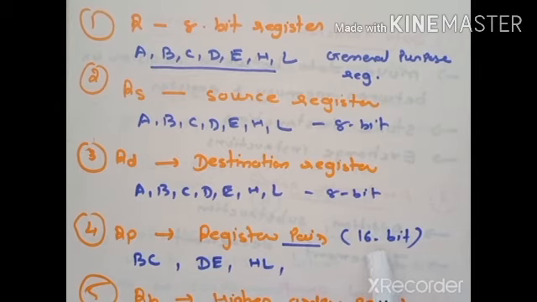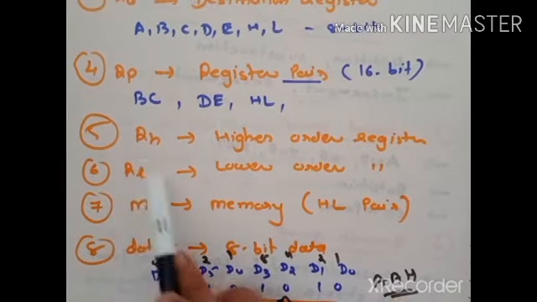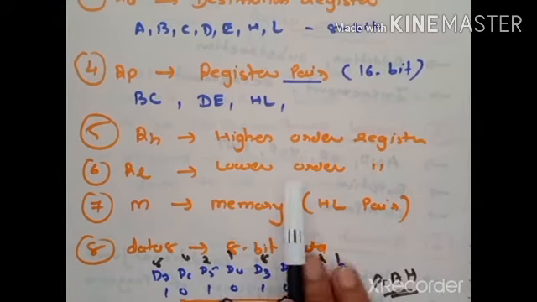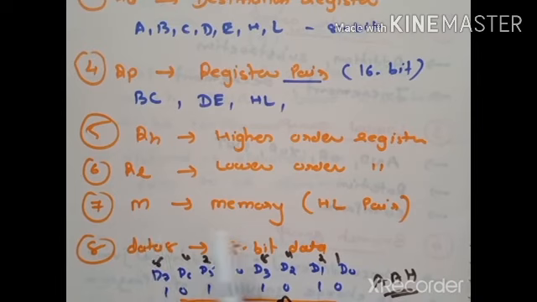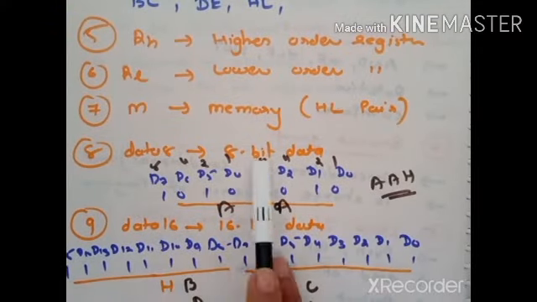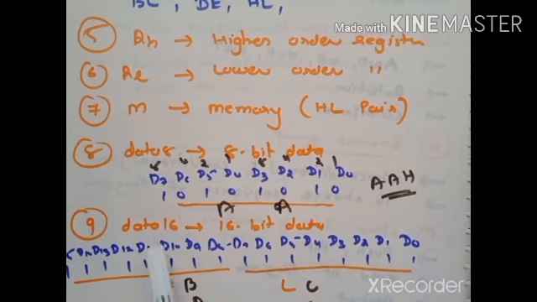In register pairs, BC means the combination of B and C registers. DE means the combination of D and E registers. HL means the combination of H and L registers. Then RH means higher order register. Then RL means lower order register. Then M means memory. As a memory, always the HL pair is used. Then data 8 means 8-bit data. Then data 16 means 16-bit data.